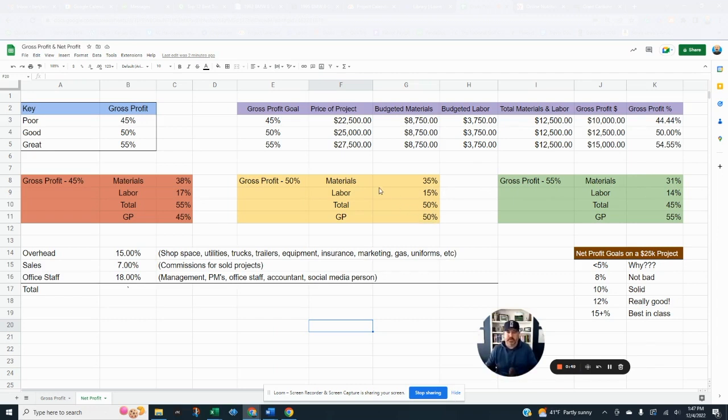So as we get into a recap on gross profit: gross profit is what we have when we sell a job for 25 grand. I've got materials, I've got my labor up here. I'm in it for 12.5, so I've got 12.5 left for gross profit, right? So that's where I'm sitting, at 50%.